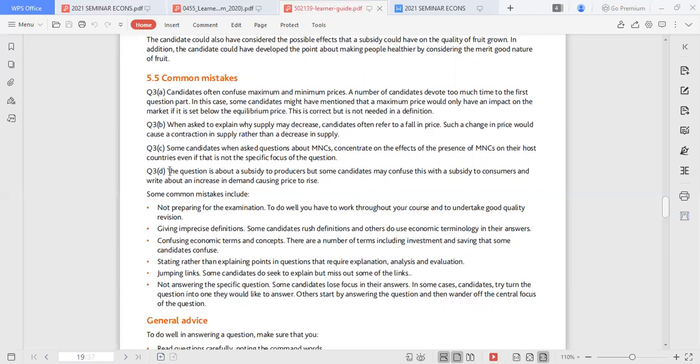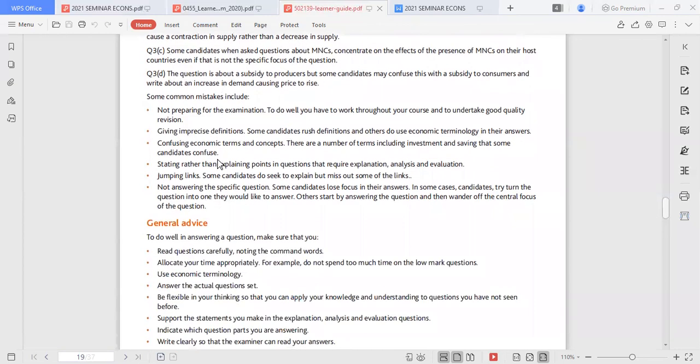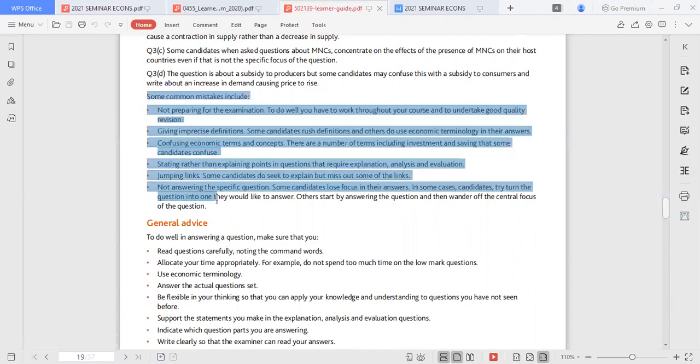So also they're looking into, when some candidates are asked a question about MNCs, they concentrate on the effect of the presence of MNC on their host country, which is not the specific focus of the question. All right, so please, these are all the common mistakes that students usually make: not preparing for the examination, giving imprecise definitions, confusing economic terms and concepts, stating rather than explaining, jumping links, not answering the specific question. These are some common mistakes.